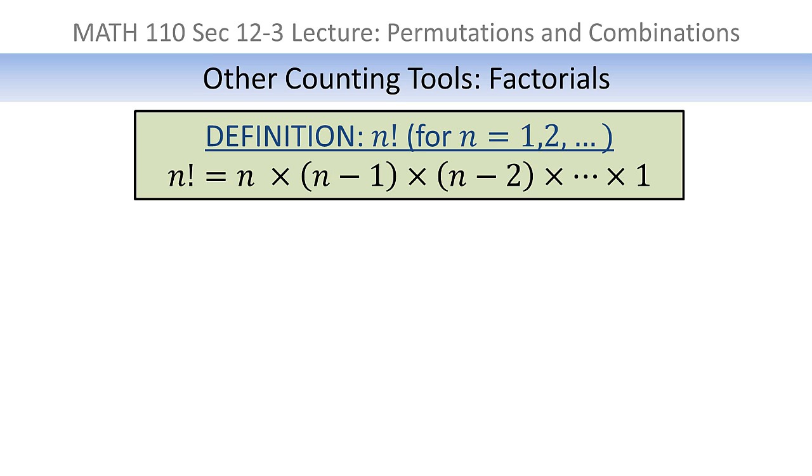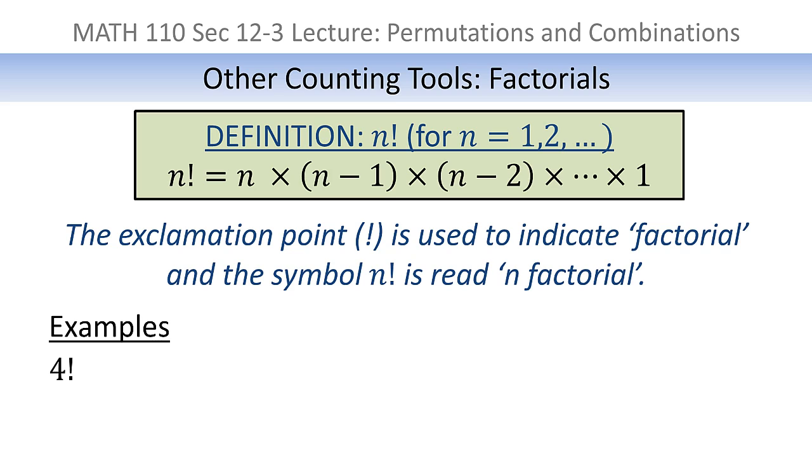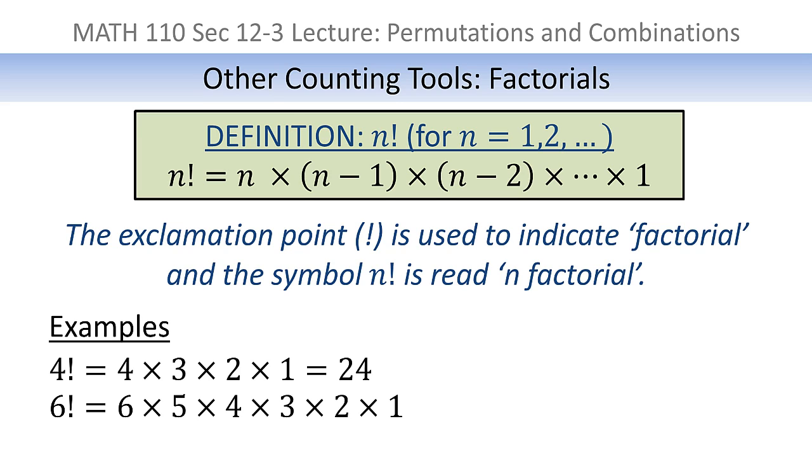N factorial is n times n minus 1 times n minus 2, and you keep multiplying until you get to 1. For example, suppose I gave you 4 factorial and asked you to calculate it. You'd simply take 4 times 3 times 2 times 1, and you'd end up with 24. 4 times 3 is 12, 12 times 2 is 24, and 24 times 1 is 24. 6 factorial would be 6 times 5 times 4 times 3 times 2 times 1. If you calculate that, you'll end up with 720.